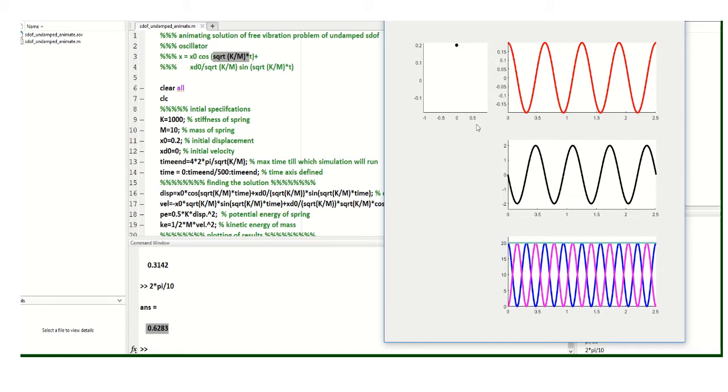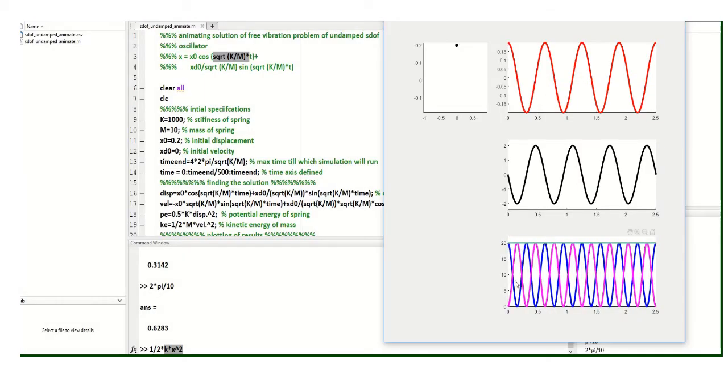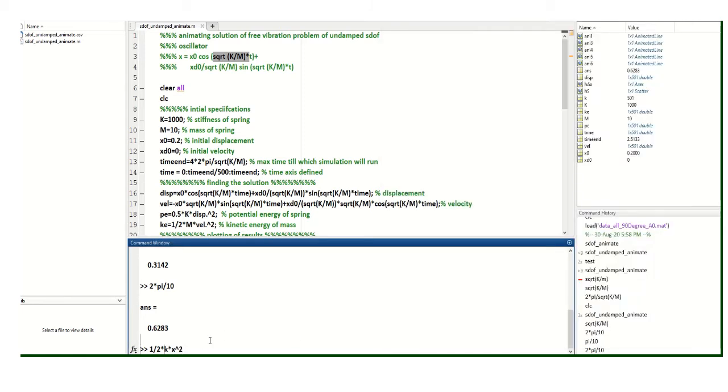What will be the potential energy of that mass? It will be half k x squared, where x is the displacement. Whatever the displacement is, half k times that squared will be the potential energy, and you will see it over here. At any x you will see that this much potential energy is associated with it. Let this be k and let this be x0.